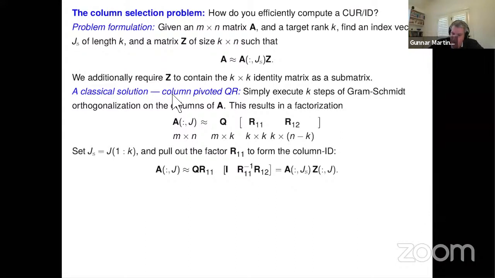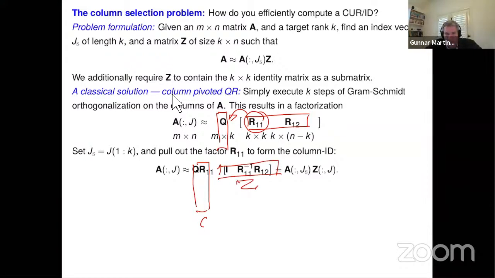There are many ways of doing it, but for purposes of column selection, let's postpone the discussion of which one is better. Basically you get a low rank approximation of A in the form of Q and R factors. But by doing a very slight amount of reshuffling of this factorization, I pull R11 out of the R factor to form QR11. This is my factor C, and then this becomes my factor Z. All right, so that is the column ID, basically.